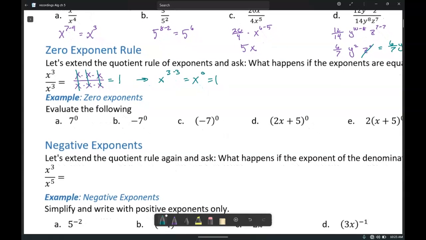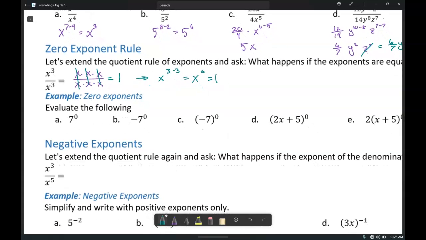So let's do a few more 0 exponents. These are nice and quick. We just need to pay attention to what the base is. Here we have 7 raised to the 0 power, which is just 1. Here we have -7 to the 0 power. Only the 7 is being raised to the 0 power. The negative is not. So we take the 1 and then make it negative.